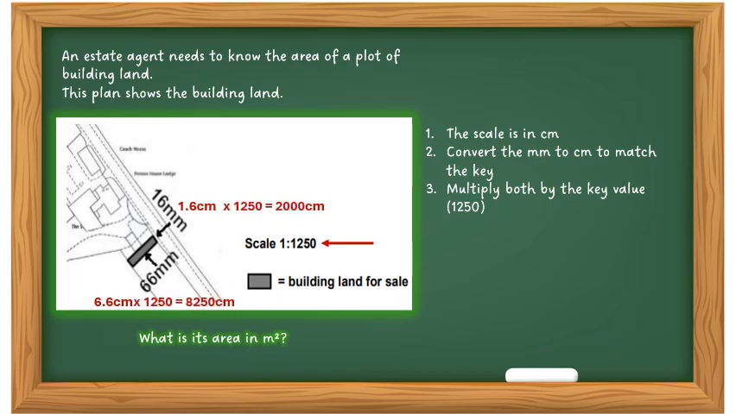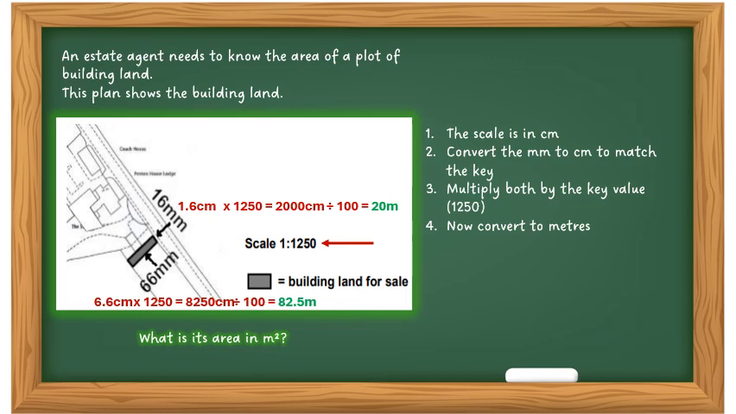All right, and you can see there that 1.6 times the key value is 2,000 centimeters, and the one down there is 8,250 centimeters. Now the next thing is you have to convert these to meters because they're asking you the area in meters. So what you do is you just divide them by 100, and that converts centimeters to meters.